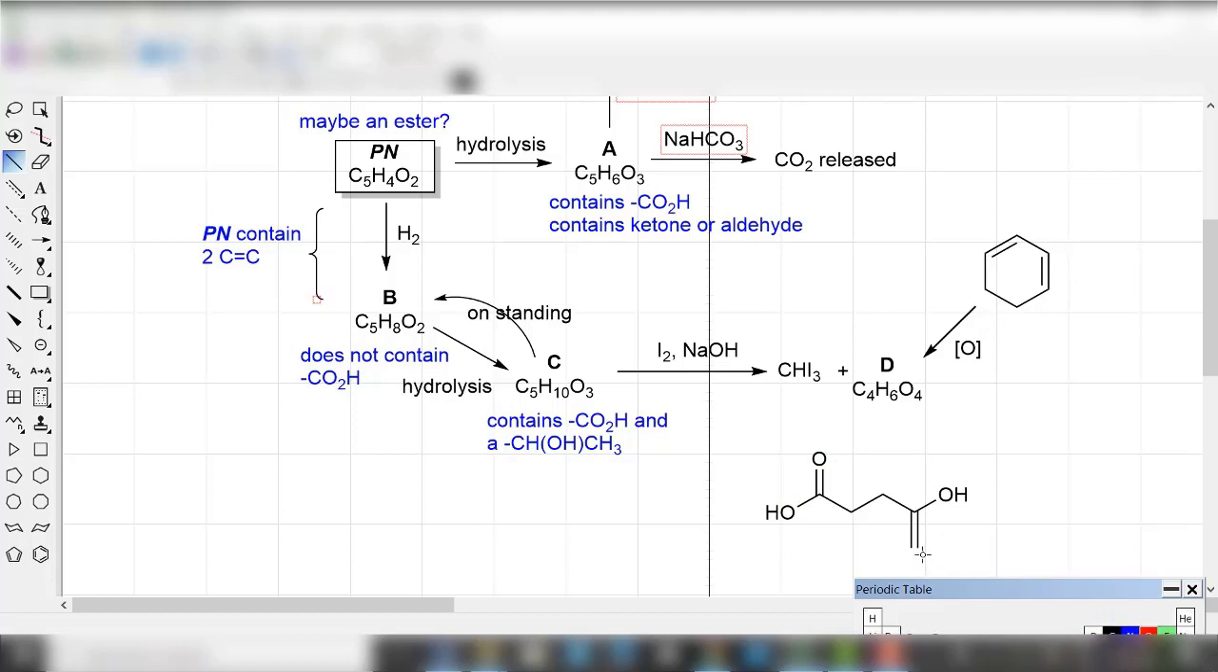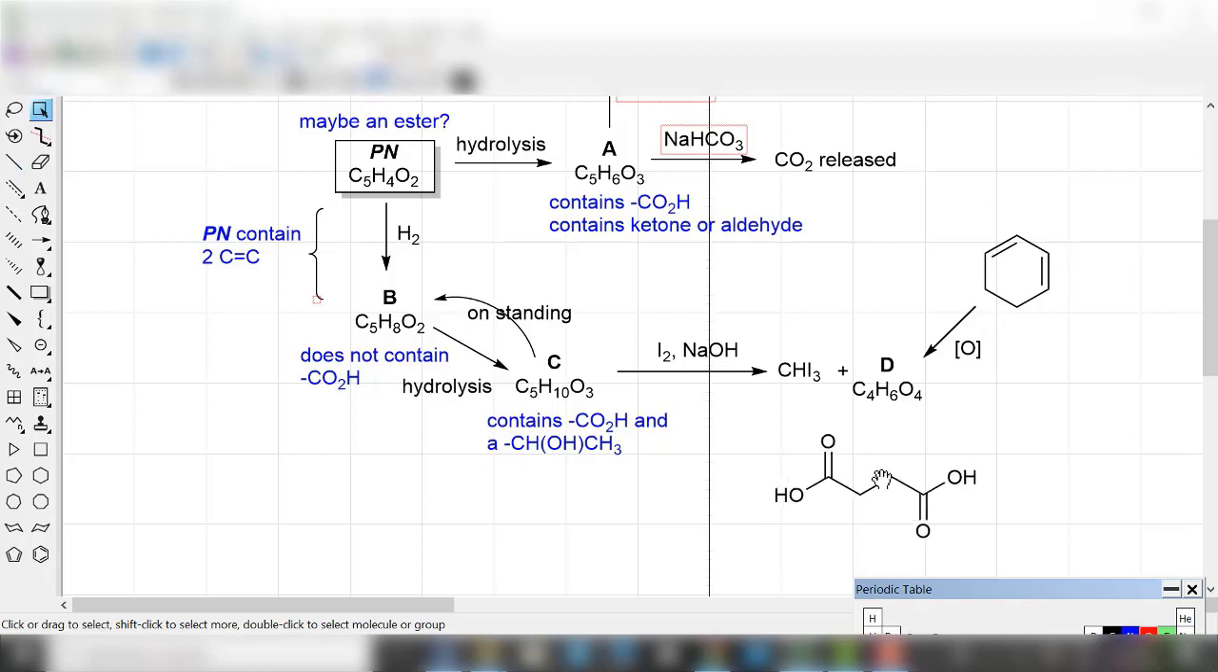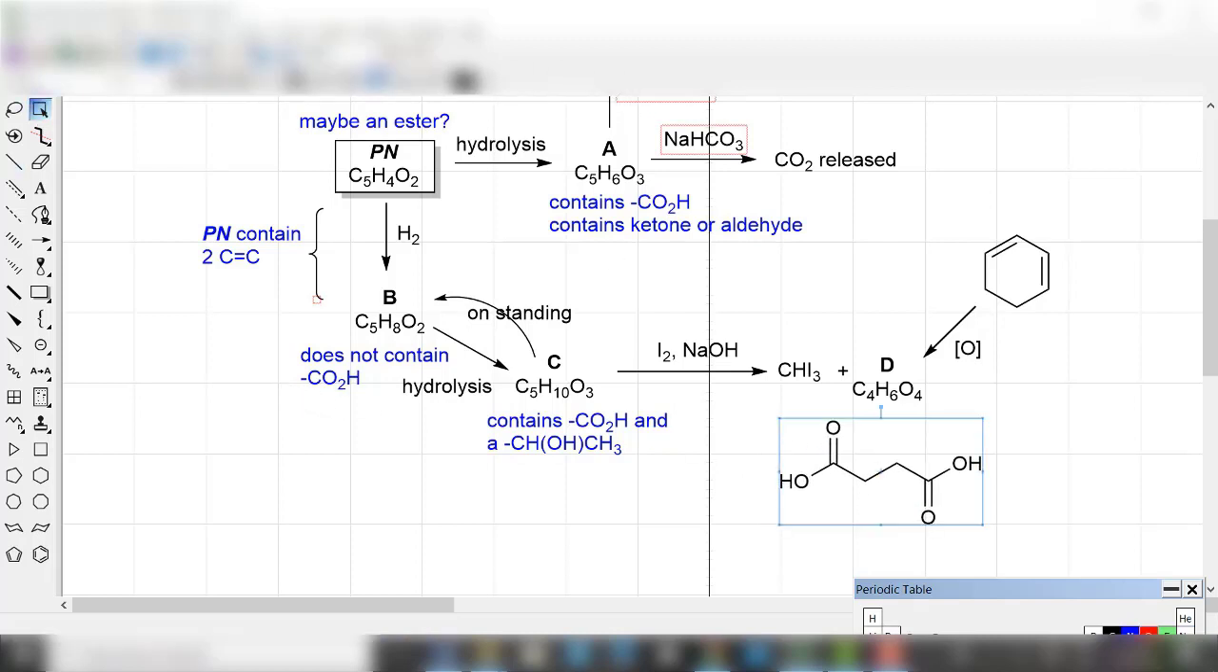And that's it, I guess. Okay, so this is D. Okay, I'm just going to put it in red. I hope you guys are okay that D looks like this.